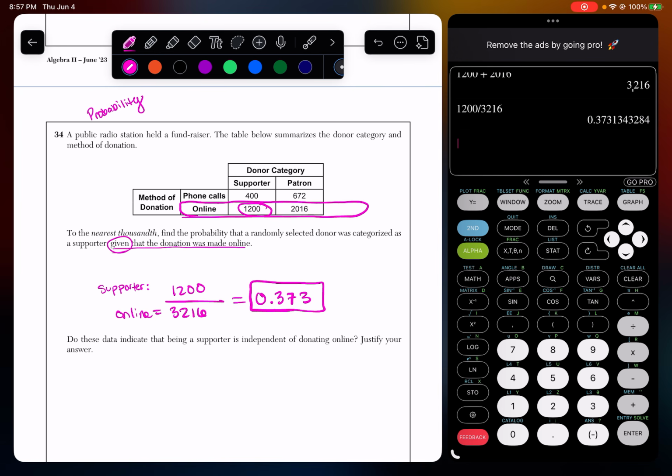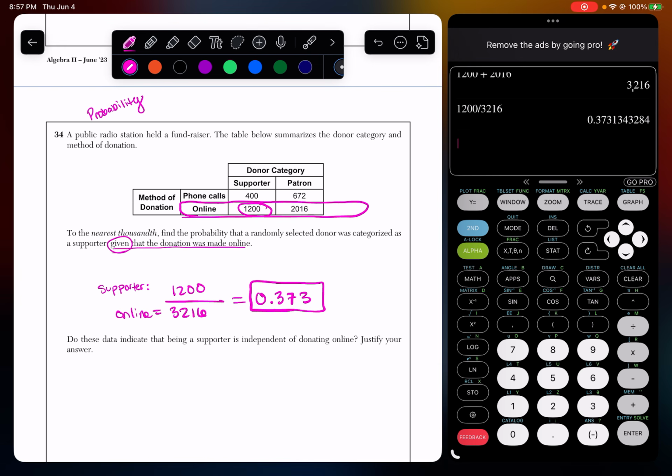That's what's called our conditional probability. It's not all the supporters, it's only the supporters who were online, and you have to figure out, okay, what's my total and what is the part of that total? Then they say, do these data indicate that being a supporter is independent of donating online?